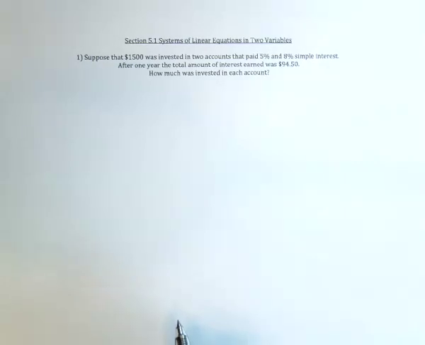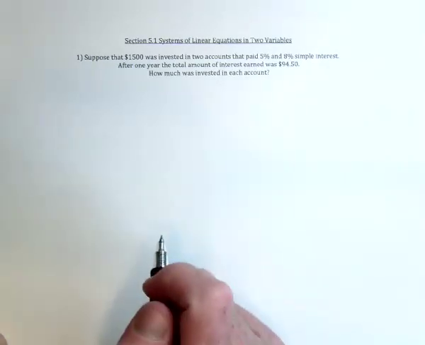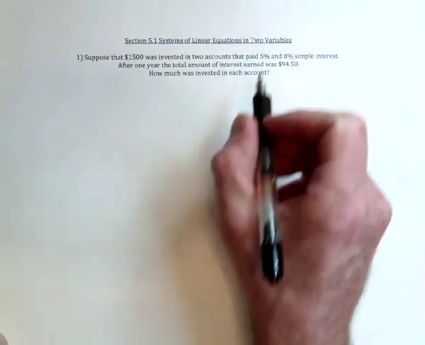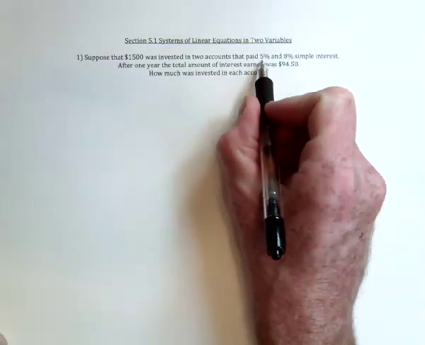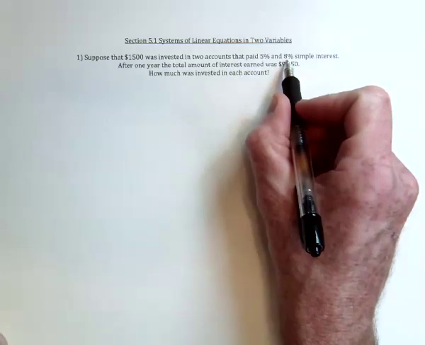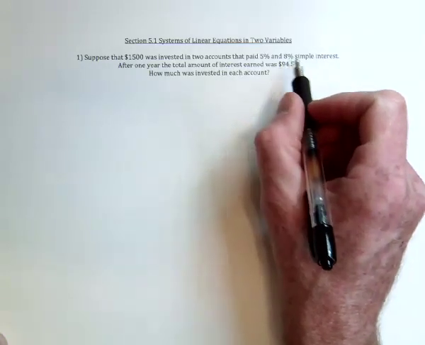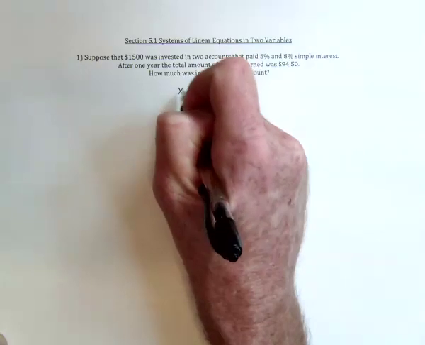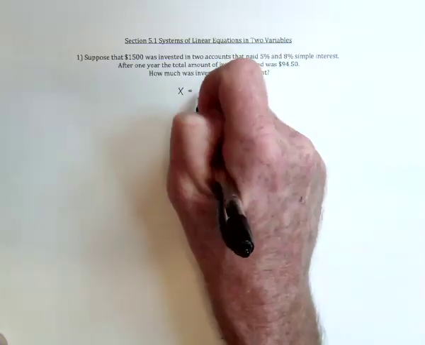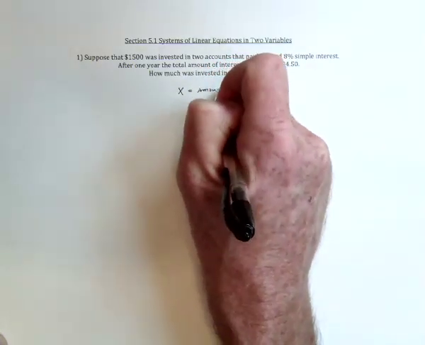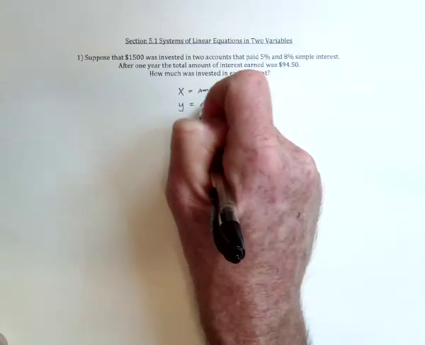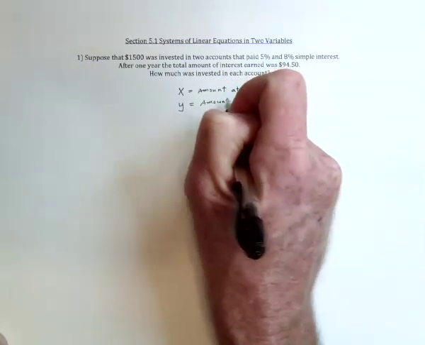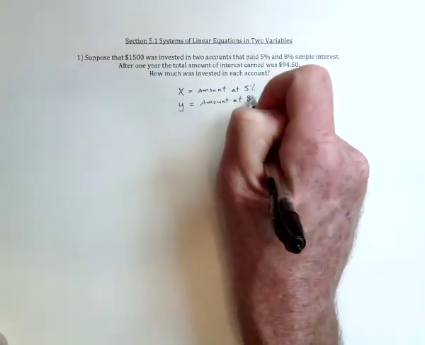Now I've got an application of linear equations. Two variables. The two variables are going to come from the amount of money that is invested at 5% and the amount of money that is put in the 8% account. So the first thing I should do is name the variables. So let X be the amount in the first account, the 5% account, and Y will be the amount in the other account, the 8% account.